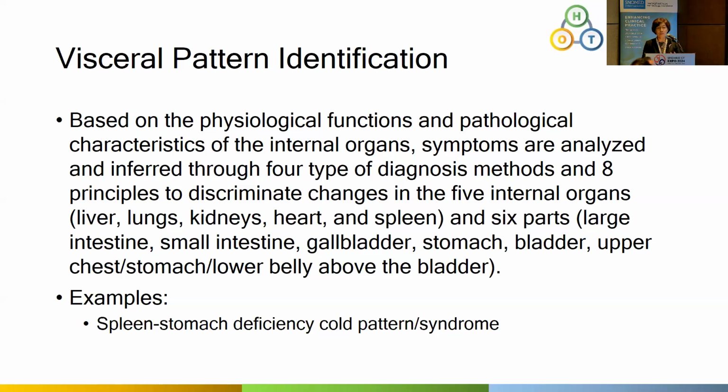So there is another, not only 5 internal organs, but there are 6 parts of those organs, right? So 6 parts: large intestine, small intestine, gallbladder, stomach, bladder, upper chest, middle chest, and lower chest. So an example I have here: spleen stomach deficiency, cold pattern. So you see there is an organ, there is a deficiency part, there is a cold part. So this is kind of an example of a pattern that the Korean traditional medicine doctors determined.